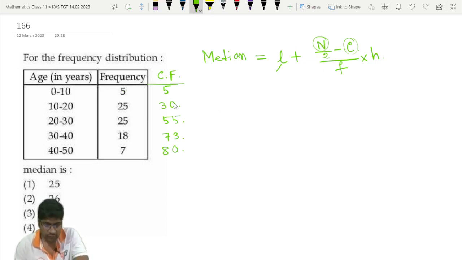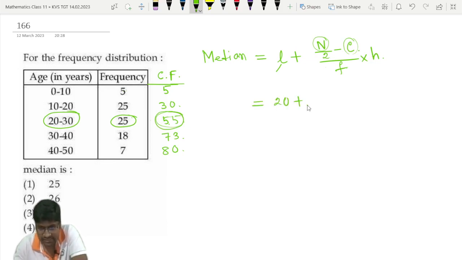So where will 40 fall? This class, 55, see here, this class is the median class. So we have determined the median class. So what is the lower limit of the median class? That is equal to 20.